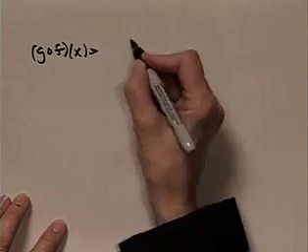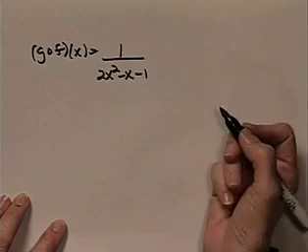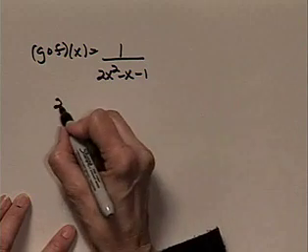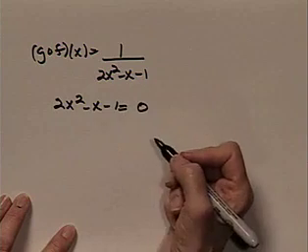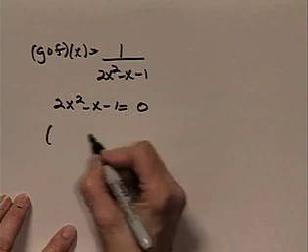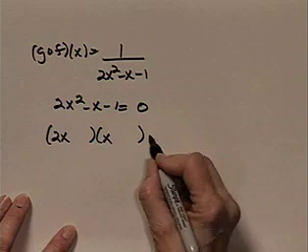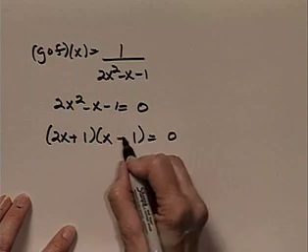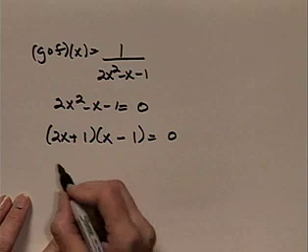Remember that g composed with f of x is equal to 1 over 2x squared minus x minus 1. This denominator cannot be 0. So let's find out if it is 0, and if so, where? Well, this is quadratic. It looks like it factors. So let's try. We'll put 2x and x, 1 and 1. Let's put our plus sign here and our minus sign there. And check your outer and inner products again.